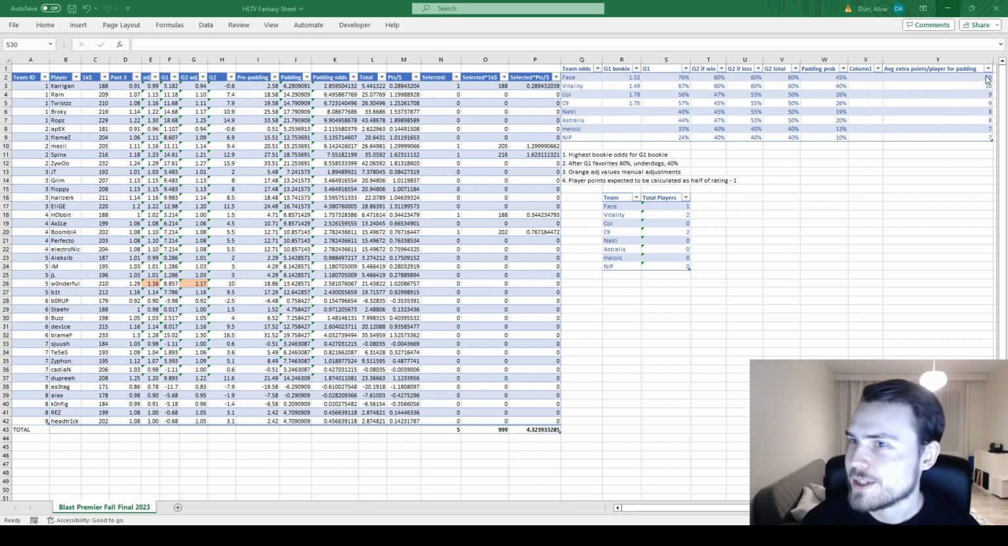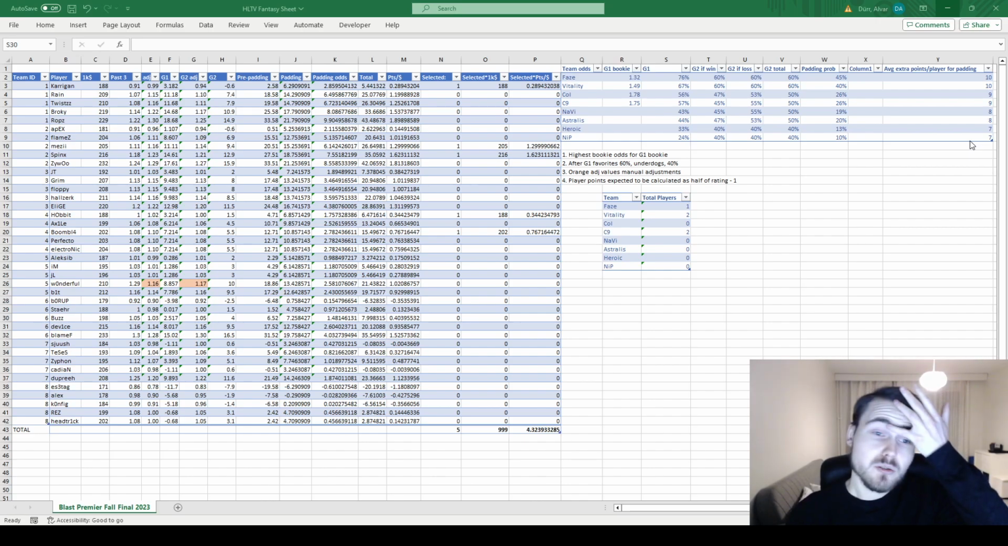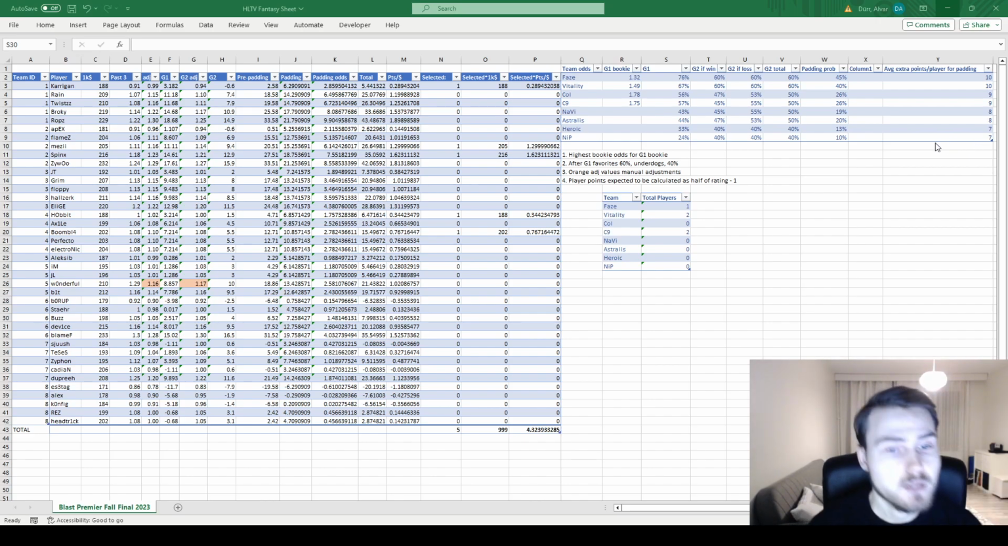There's an extra column here for no reason, and then I've added this average extra points per player for padding. I didn't want to include roles or boosters in this because it makes it infinitely more complex. But it is an important thing for padding points, which is why I wanted to add these extra points, where we expect the total points from roles and boosters to be around this much for players from each team, and this is then calculated into the padding points.